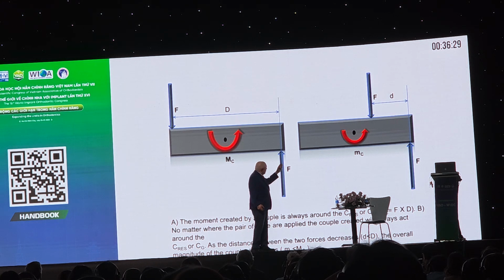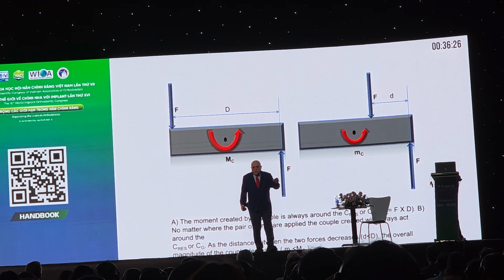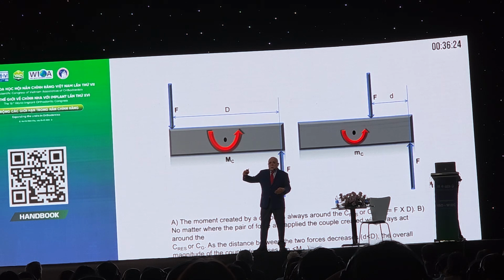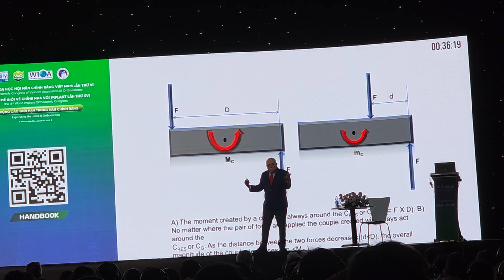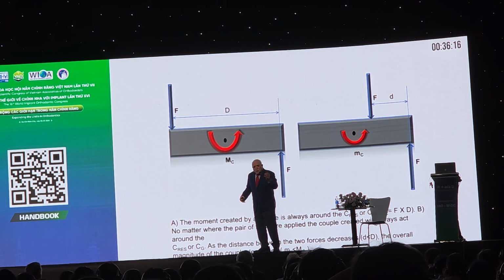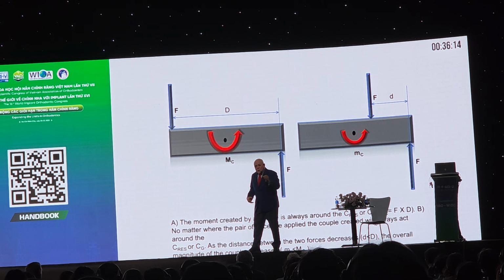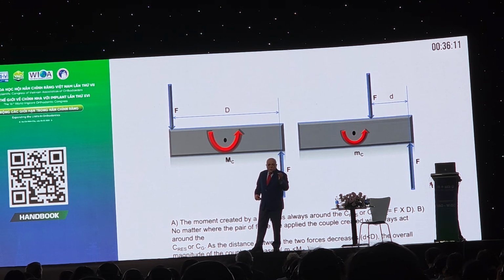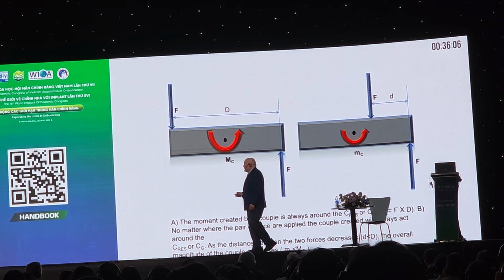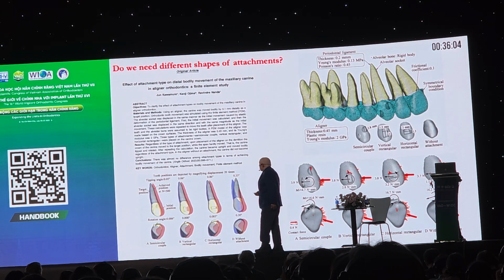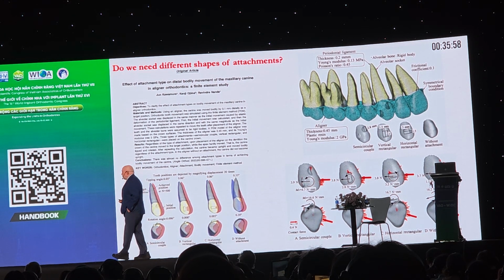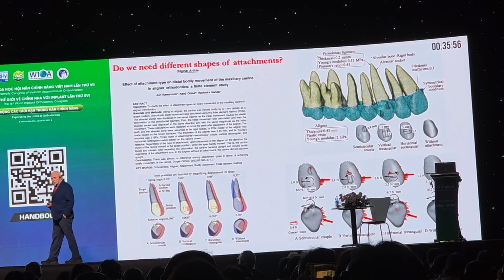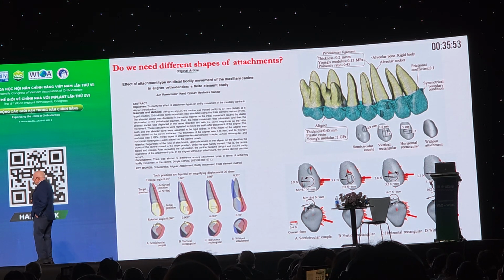But I can also apply force from any point on there, even from the side. So that means I don't need 2 attachments, 1 attachment, beveled. I don't need all this. The tooth has no idea, the PDL has no idea how you are applying force. It just knows that this force is being fed in a certain way. So we did this study we published in the Angle Orthodontist with Dr. Kawamura. He was the primary person who did the research. I just provided the ideas to him.